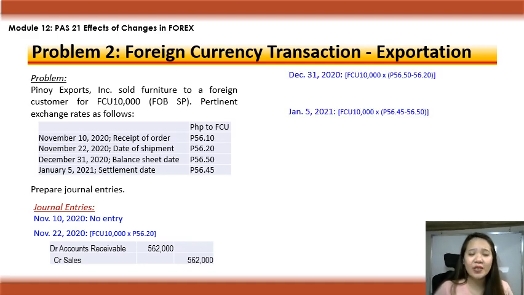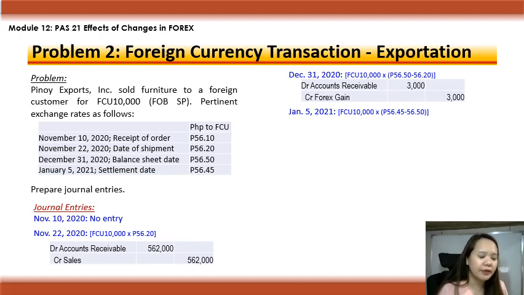On December 31, you have to remeasure your receivable. Yung sales, hindi na. Yung receivable, you have to remeasure it using the closing rate as of December 31, 2020, which is 56.50. So, from 56.20, tataas yung receivable mo, magiging 56.50. So, meron kang debit to receivable, credit forex gain for the difference.